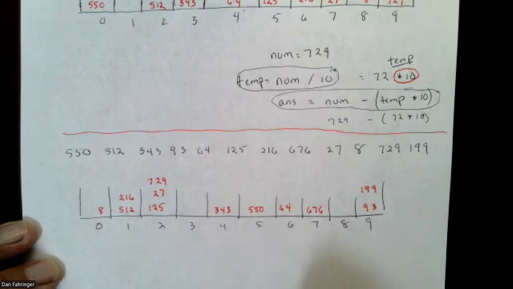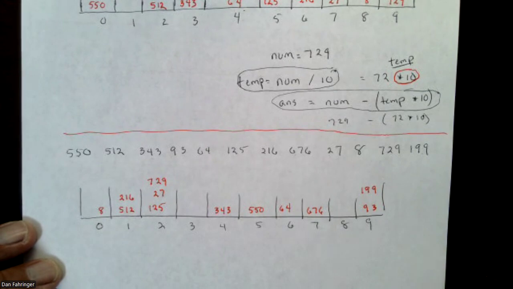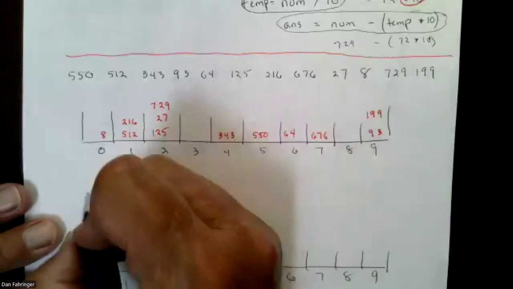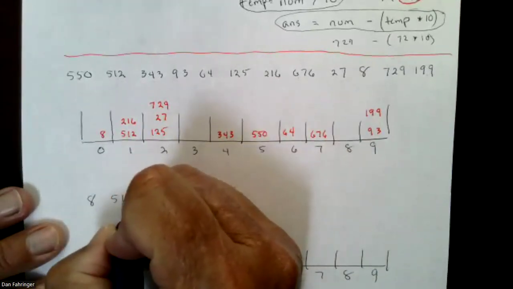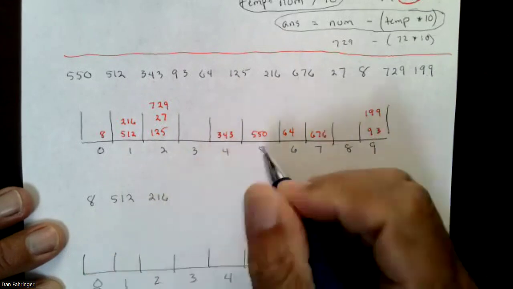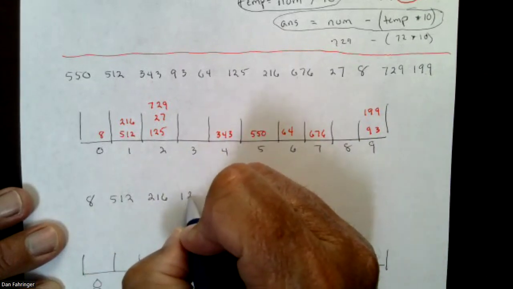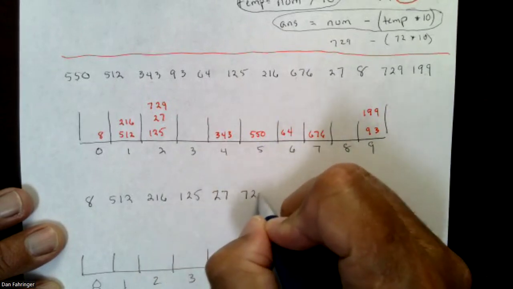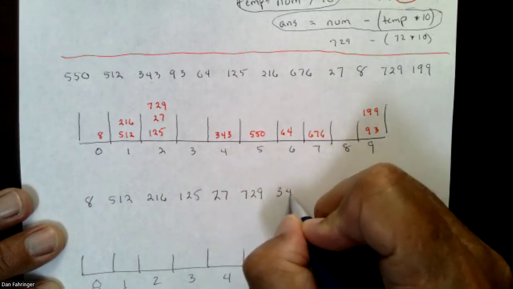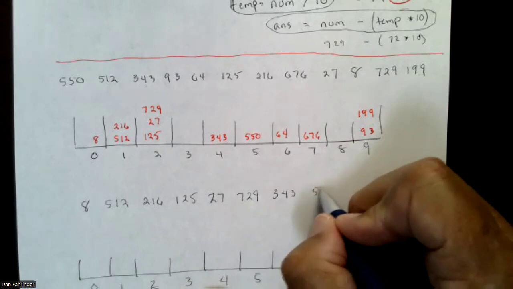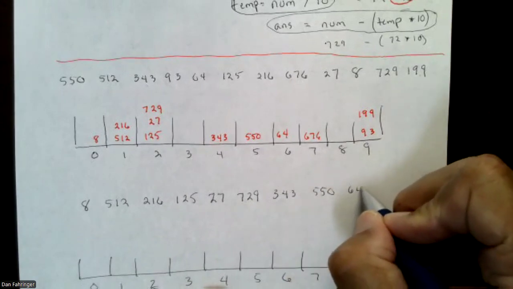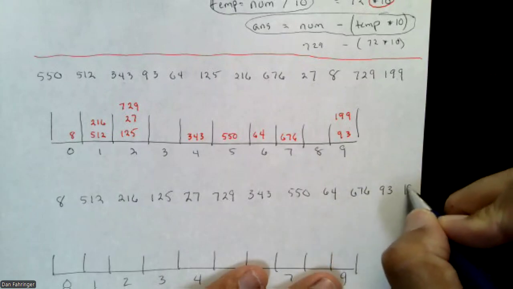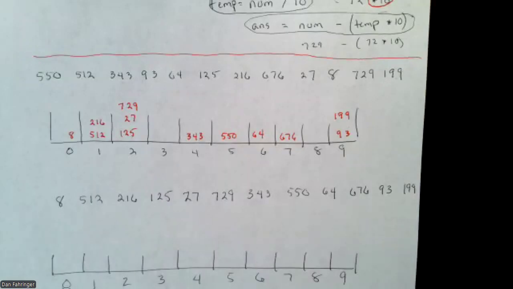Going to make a new list. Left to right, bottom up. My new list becomes 8, 512, 216, 125, 27, 729, 343, 550, 64, 676, 93, and 199. Almost ran out of room.